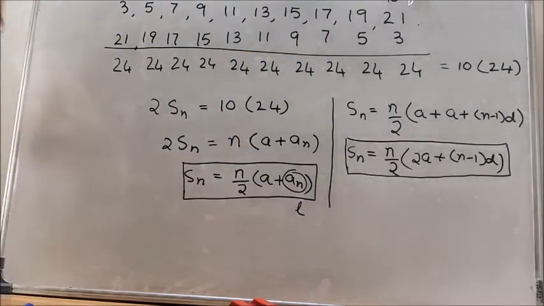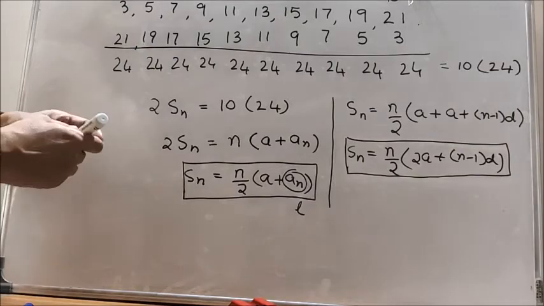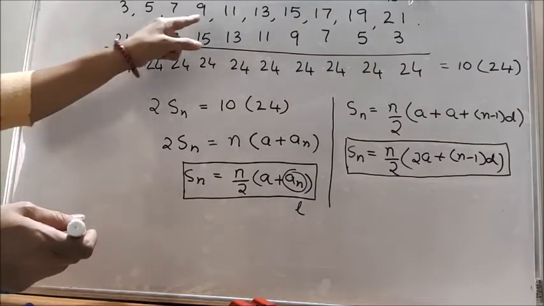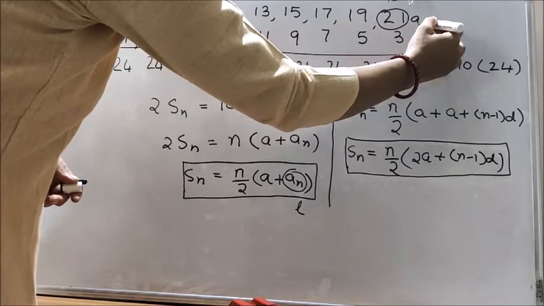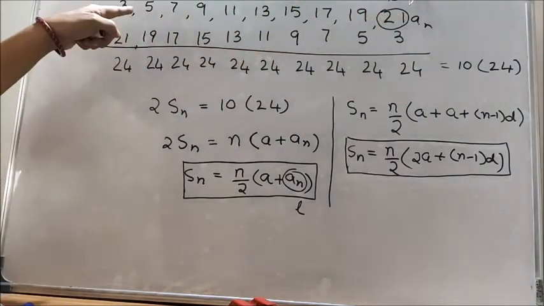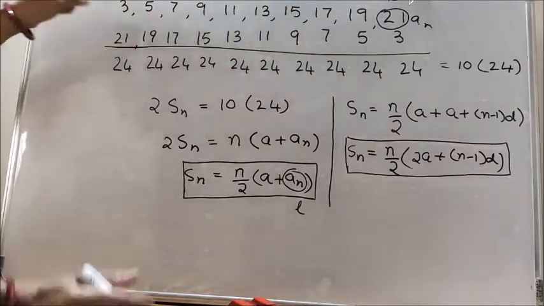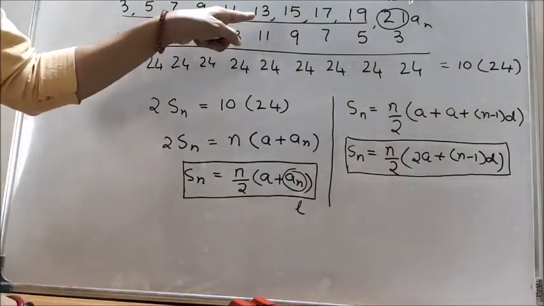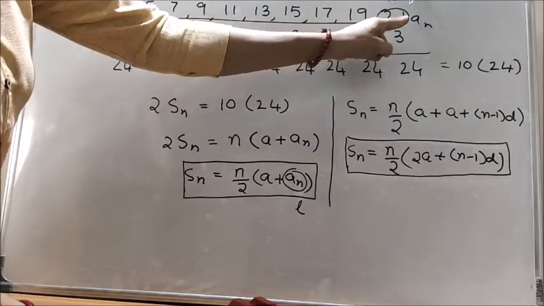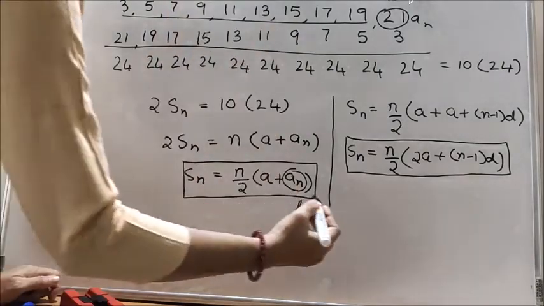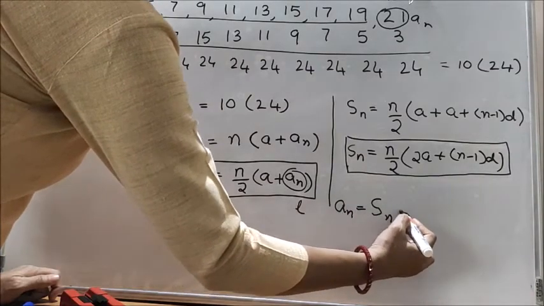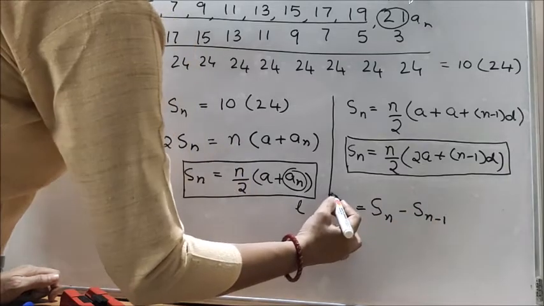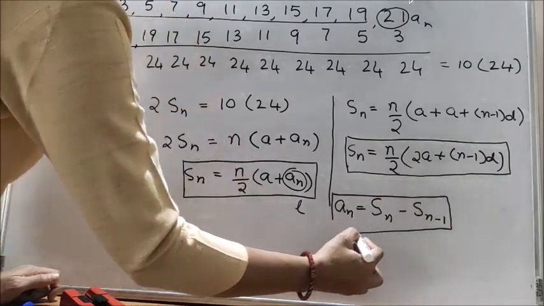Then there is one more thing. Suppose the sum of the n terms is given and you have to find an, that is the last term. Then how can we find the last term? If you observe carefully, adding all the terms gives you Sn. And from that, if you want to find an, then an will be the sum of all the terms minus the sum of n minus 1 terms. So another formula which you should remember is an, the last term, is equal to Sn minus Sn minus 1.